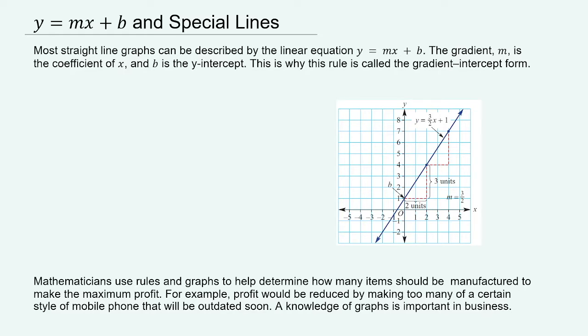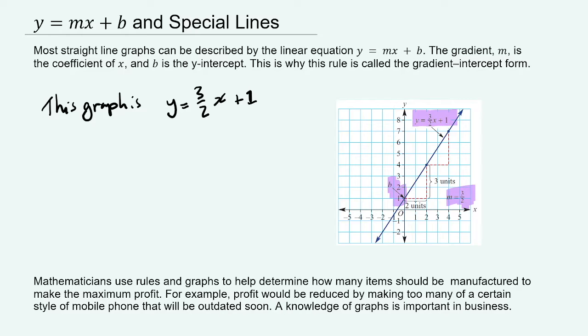Now, if we have a quick look, we have our graph here. We have our line, and our line here is this equation. This graph is y equals 3 over 2 x plus 1. And we can see that's because our m is 3 over 2 and our b is plus 1.